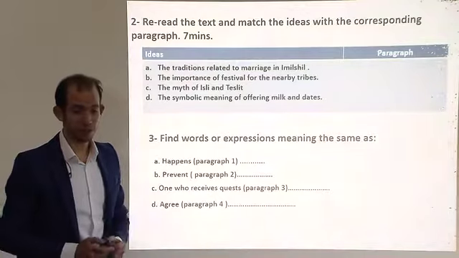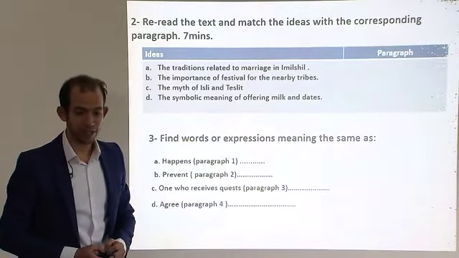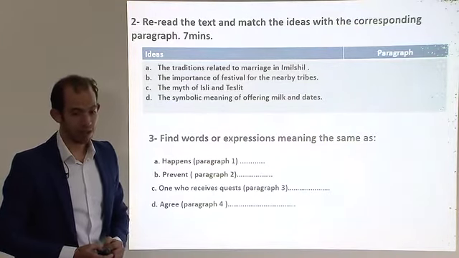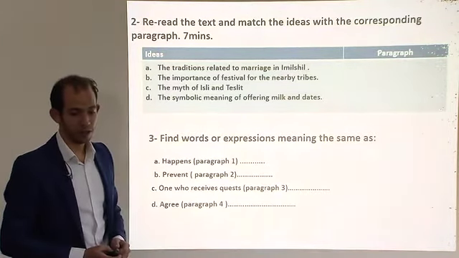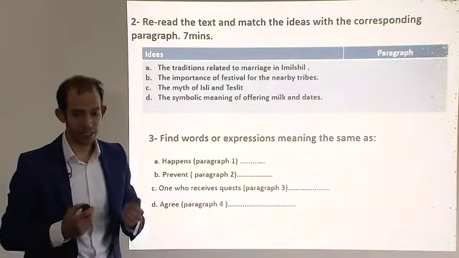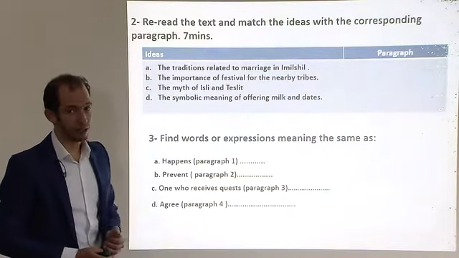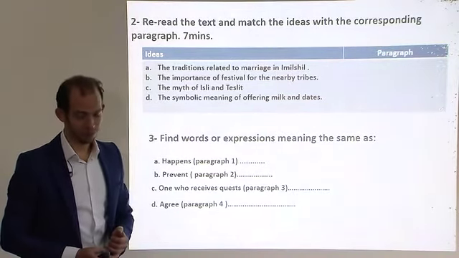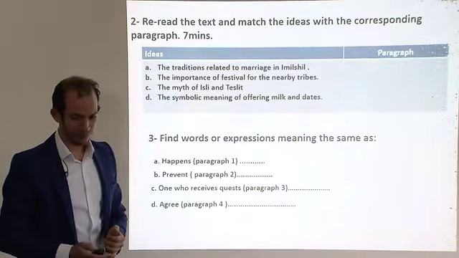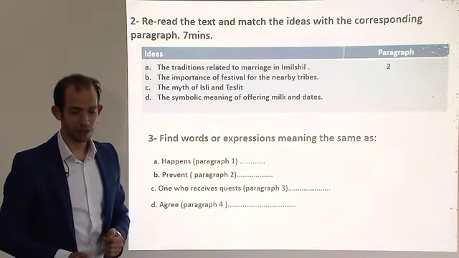So the next task is to find words or expressions meaning the same as: happens, in paragraph number 1; prevent, in paragraph number 2; one who receives guests, in paragraph number 3; and agree, in paragraph number 4. So I suggest you have done all the exercises. So let's correct all together.